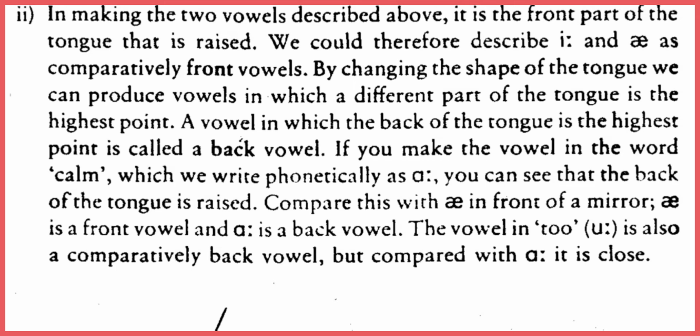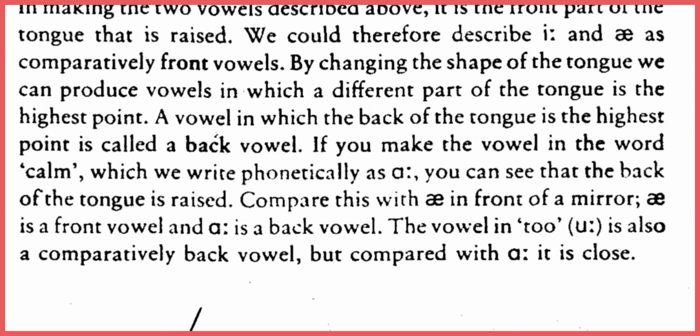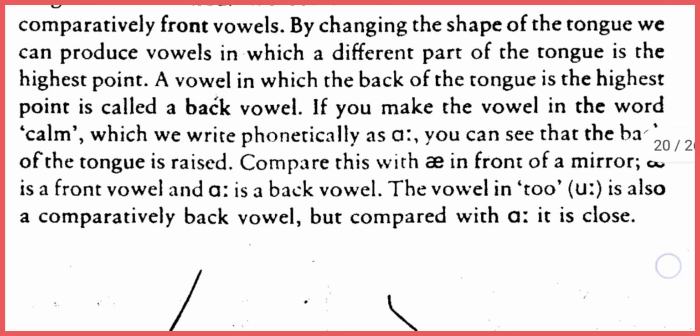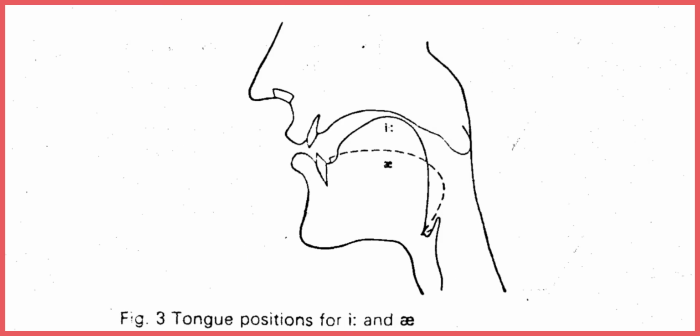If you make the vowel in the word calm, which we write phonetically as a, you can see that the back of the tongue is raised. Compare this with A in the front of the mirror. A is a front vowel and A is a back vowel. Vowel U is also a comparatively back vowel, but compared with A, it is close. Figure 3. Tongue positions for E and A.